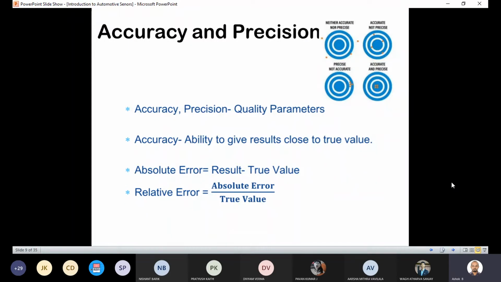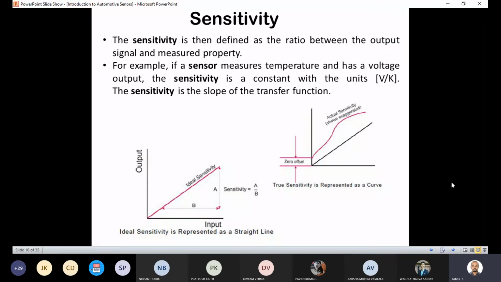If this error is too high, it indicates that the sensor's sensing or output characteristics are not reliable. So if you are going to use a sensor for any application, its accuracy should be appropriate. Then only the output error will be comparatively lower.